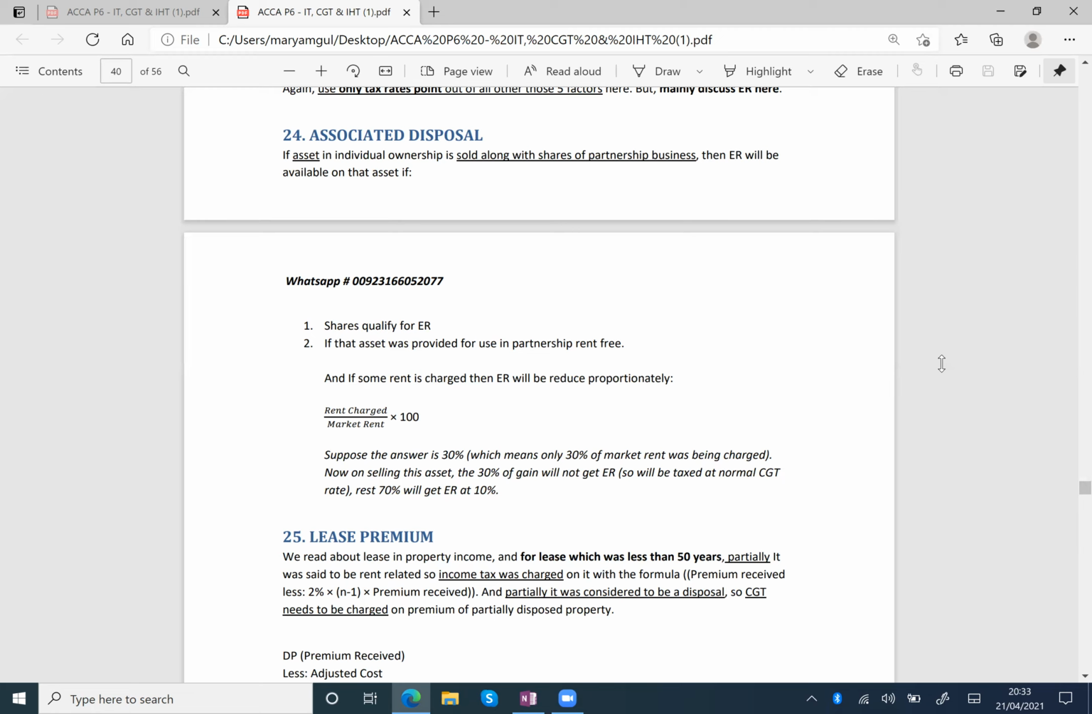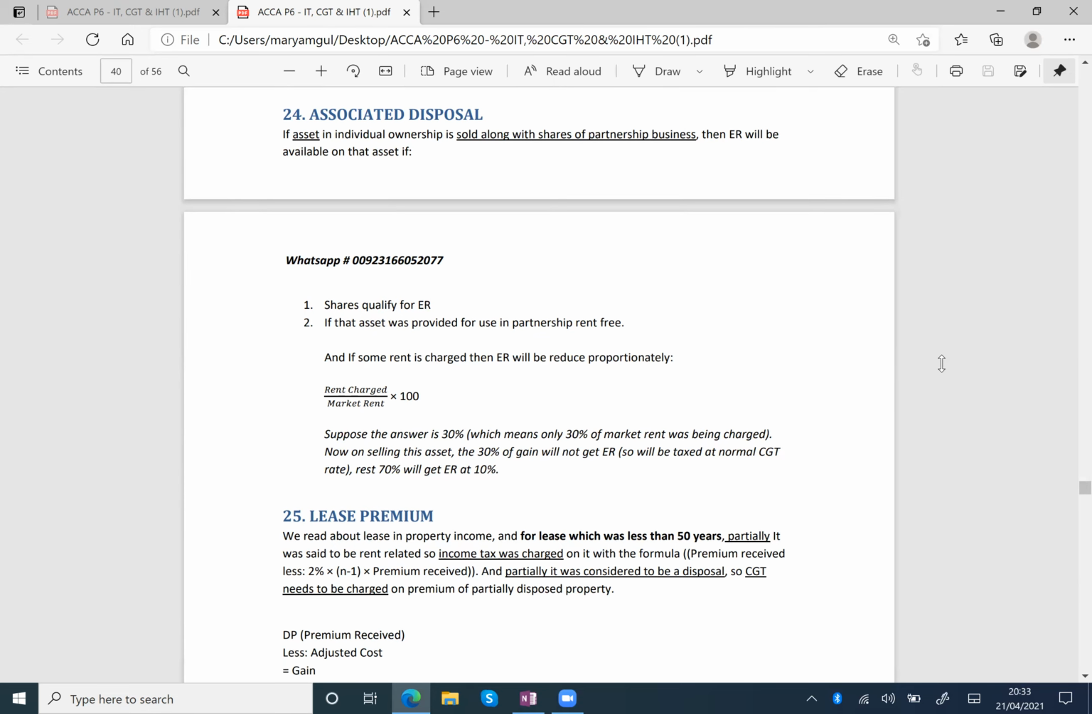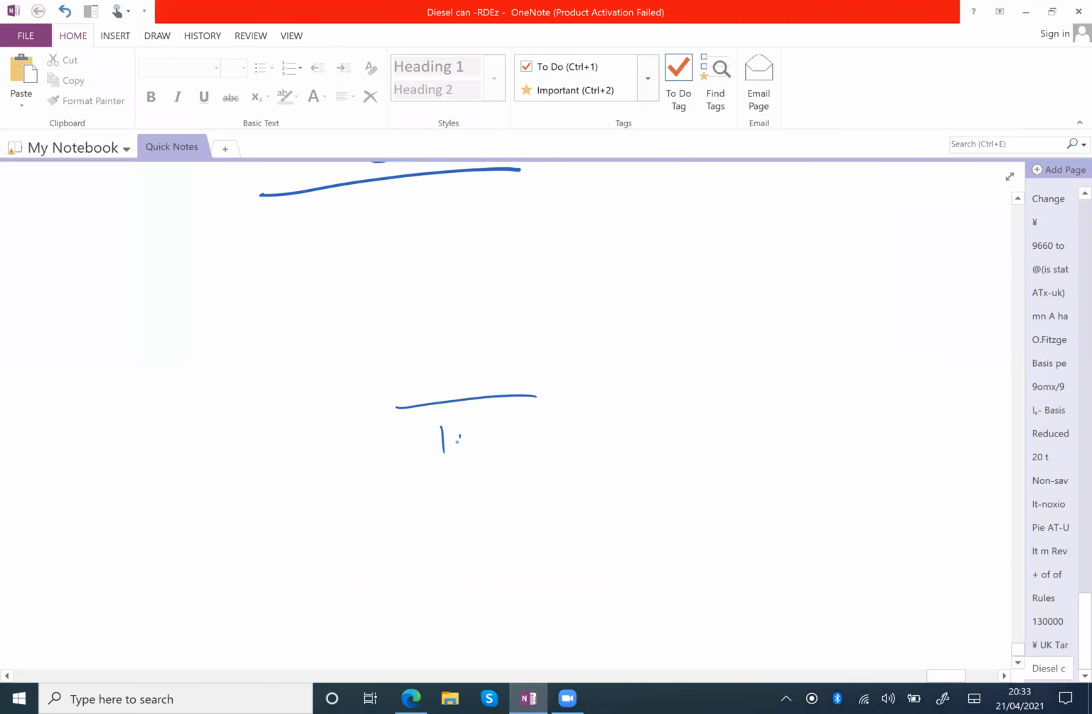In the next line, if some rent is charged, then business asset disposal relief will be reduced proportionately. For example, you can see the formula: rent charged, I am charging 3,000 rent from you, divided by market rent, for example 10,000, into 100. So tell me how much percentage rent I am charging. For example, market rent is 10,000 and I am charging 3,000 from you, into 100. So what is the percentage? How much rent am I charging from you?